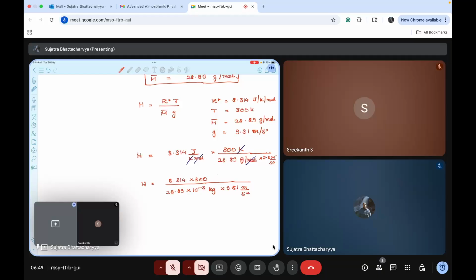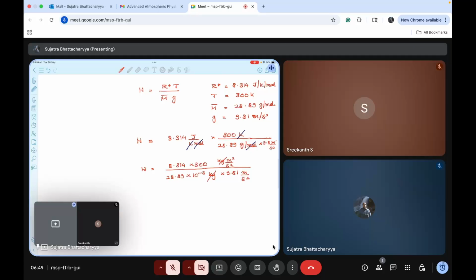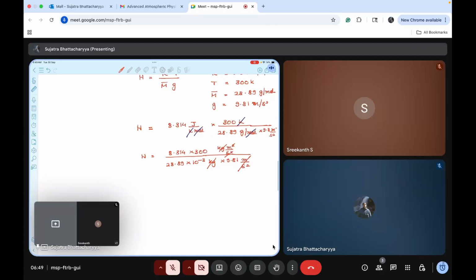And what about here? Joules can be written as kg meter square per second square. And what else? Yes, that's all. So this kg will cancel, one meter and second square will cancel. So finally you will get H in meters, which is true, it is perfect.